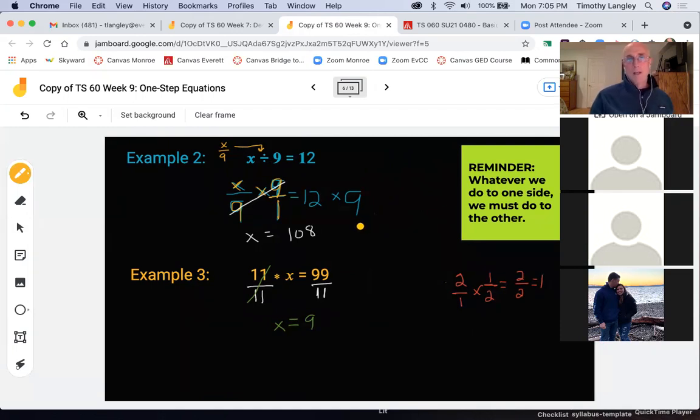And then the last thing I want to remind you of is if you get something like this, x divided by 9, you see the division here, write it out as a fraction. And then it'll make it visually easier to figure out, oh, I'm going to multiply by the reciprocal to get x by itself.